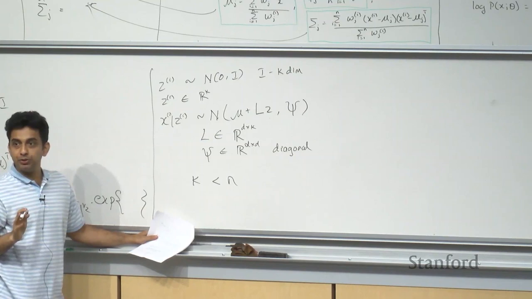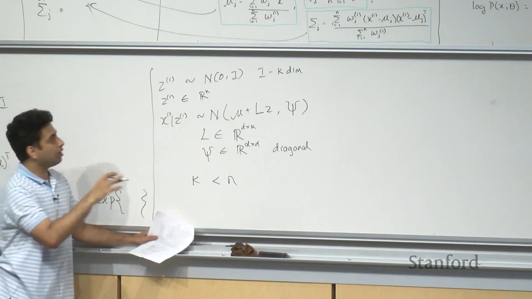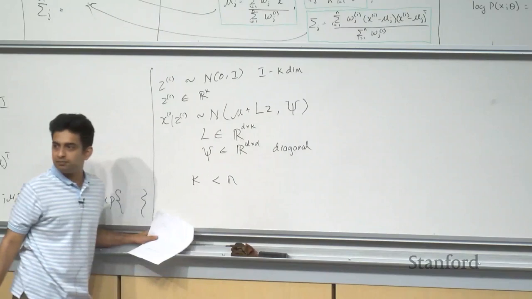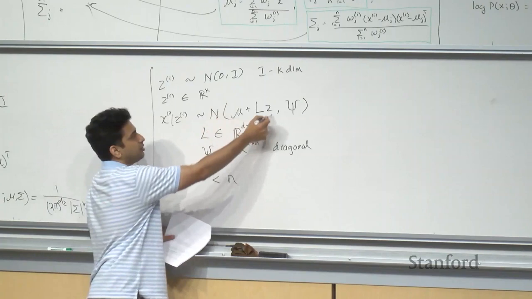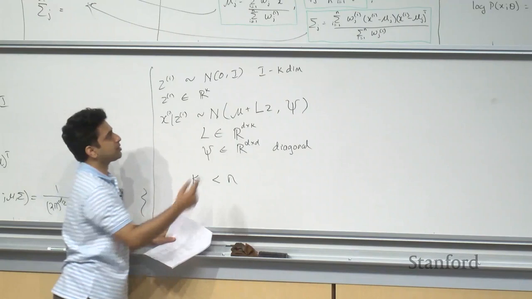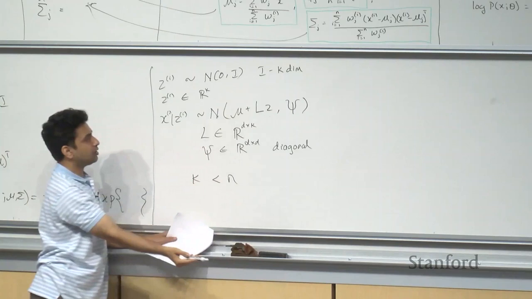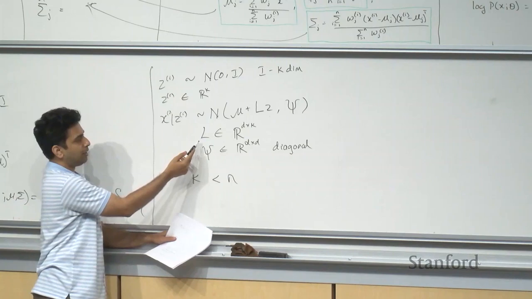Here also it's normally distributed, except in the Gaussian mixture model, for each z, because z was discrete, we had a separate mu and a sigma. But over here, we are not going to have a separate mu and a sigma, but the mean for x given z will be this term, which is some parameter mu that's common across all examples, plus the mapping of z from the k-dimensional lower subspace to the d-dimensional, that's the higher dimensional subspace. So L is this mapping that takes you from a low dimension to a high dimension.